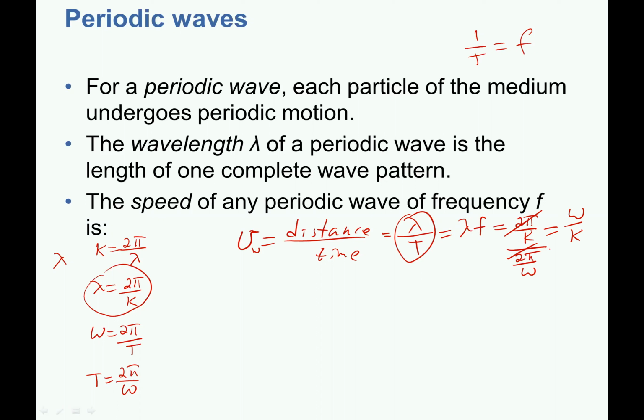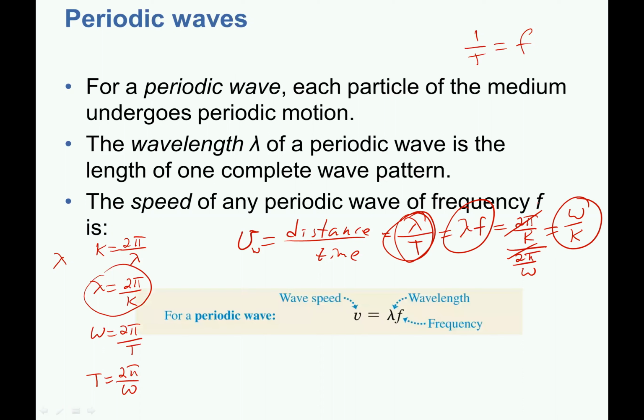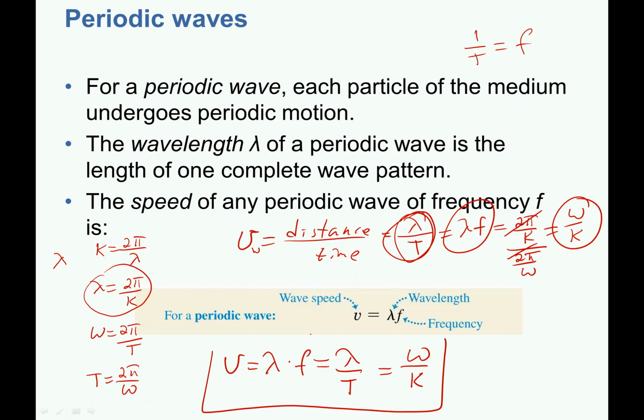That means you have three different equations that you can use to solve for the speed of the wave. But this is the most commonly used version, but you can see, you can say v is equal to wavelength times frequency, or it's wavelength over the period, or it's angular frequency over the wave number. All of them represent the same speed of the wave.